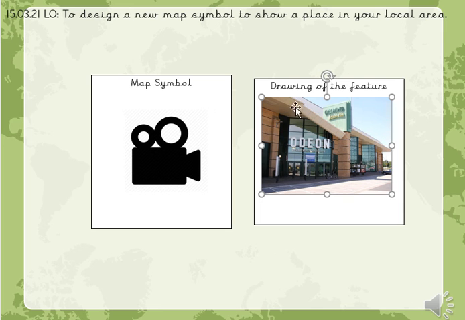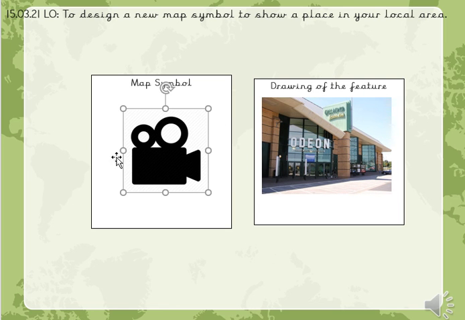But just draw a nice picture on this side and then design a symbol on this side which means that place. Okay, so I chose a camera to show that movies go on here, and it shows that that is where the cinema will be on my map. So your task today is to draw a place in Thornbury and then design a symbol to represent that place.